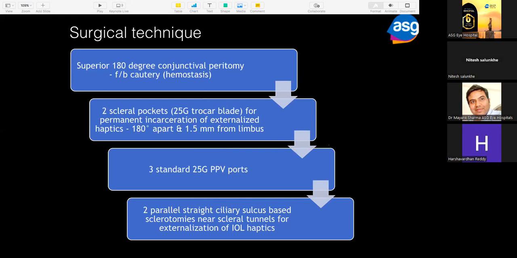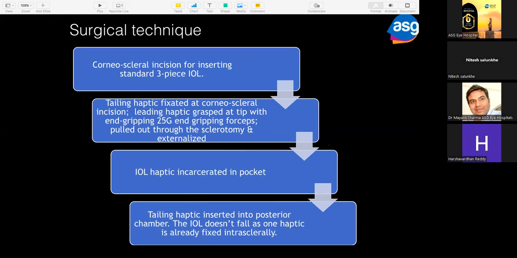Basically, you have to do a 180 degree conjunctival peritomy followed by cautery. You have to make two scleral pockets, which have to be 180 degrees apart and 1.5 mm from the limbus, and they have to be tangential to your limbus. There are two sclerotomies right next to your scleral pockets for exteriorizing the haptics. Then your regular 23 or 25 gauge vitrectomy ports. Then you make the main incision. Here we are talking about a corneoscleral incision because this is a technique describing a rigid IOL.